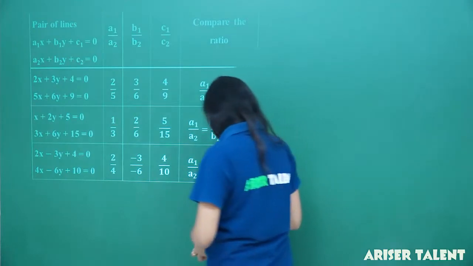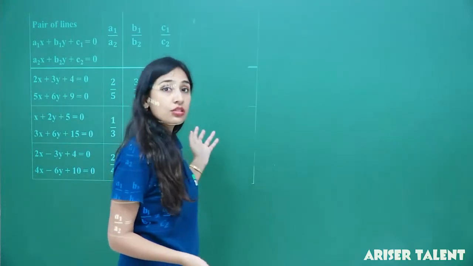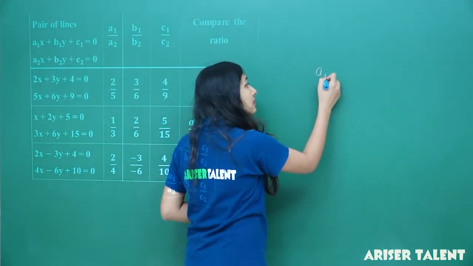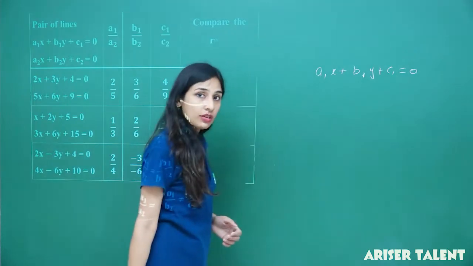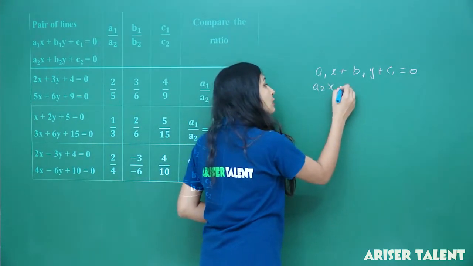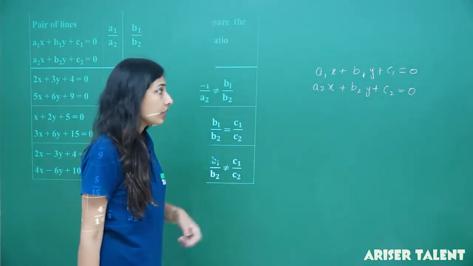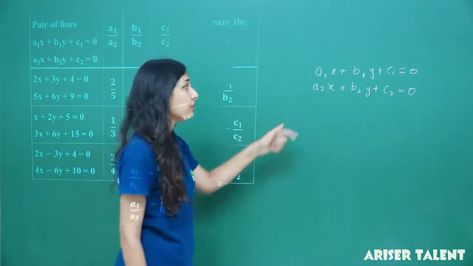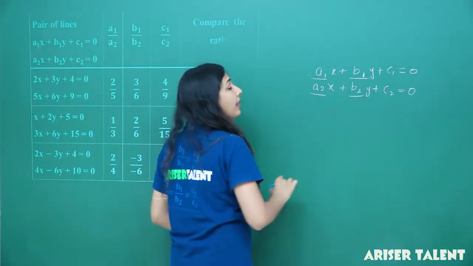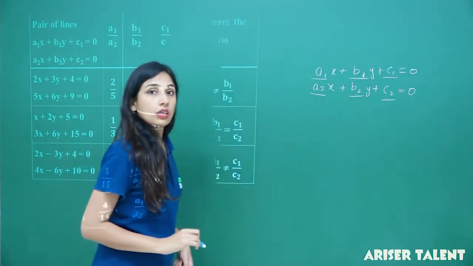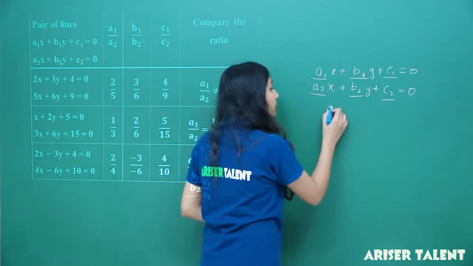Now students, they are the particular ratios. These ratios we are going to compare and we'll find some nature and characteristics of these equations. Right students, so I'm telling you that A1X plus B1Y plus C1 equals to 0 is your first equation, and A2X plus B2Y plus C2 equals to 0 is your second equation. Now, the coefficients of x, the coefficients of y and the constant terms of the equations, these ratios will signify something.